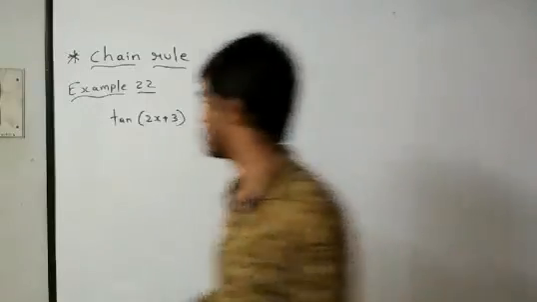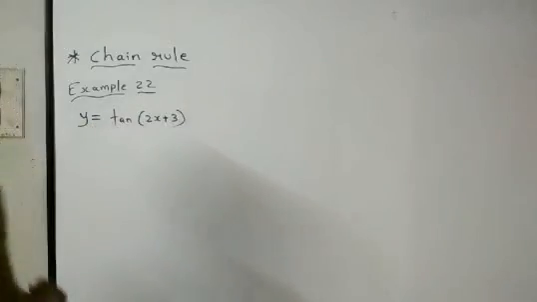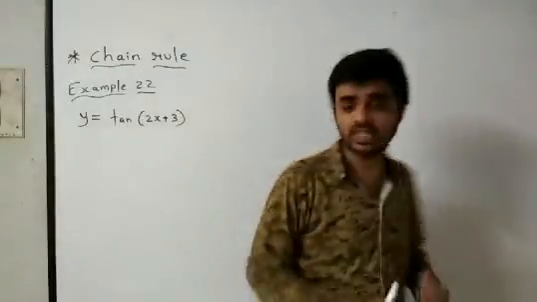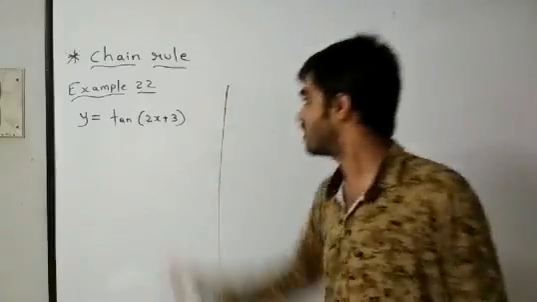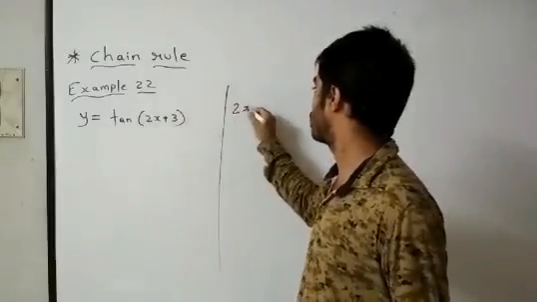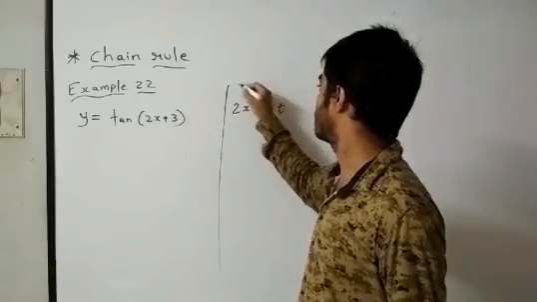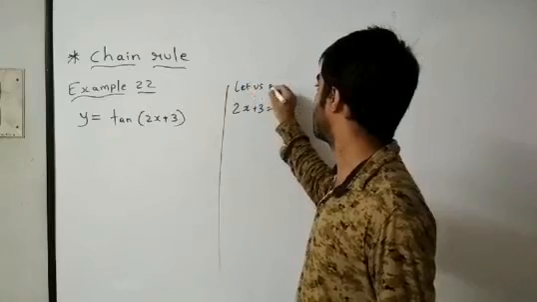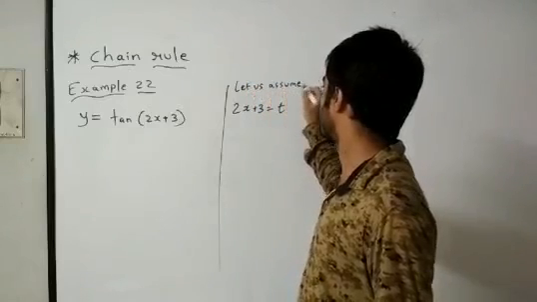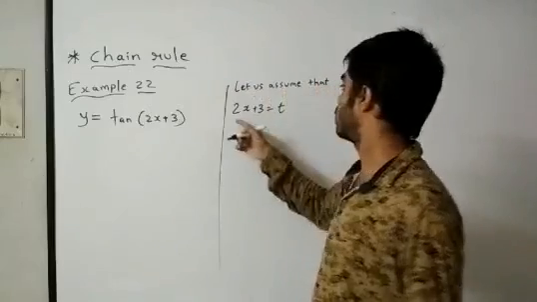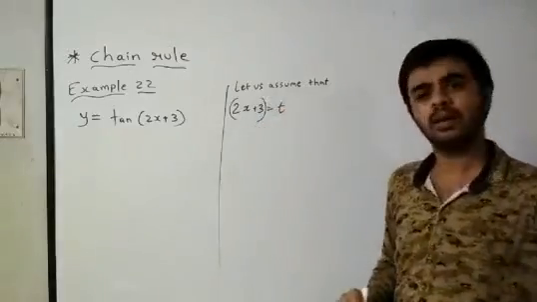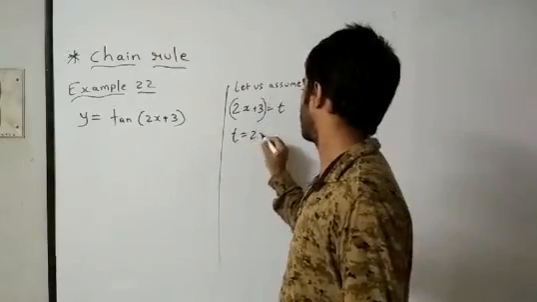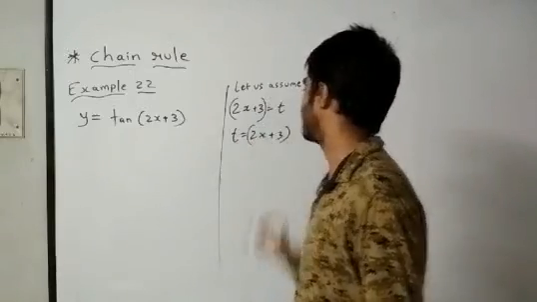Same method. Let us assume y is equal to tan 2x plus 3. Now you also know what to do: we have to assume 2x plus 3 is equal to t. Let us assume that 2x plus 3 is equal to t, which means t is equal to 2x plus 3. Both are one and the same.